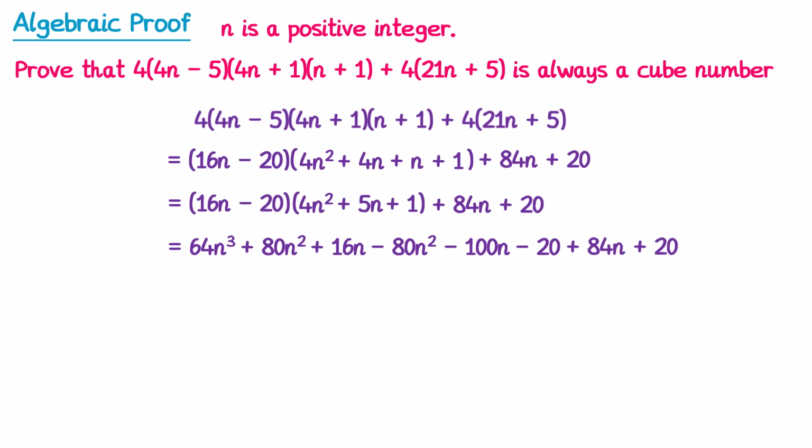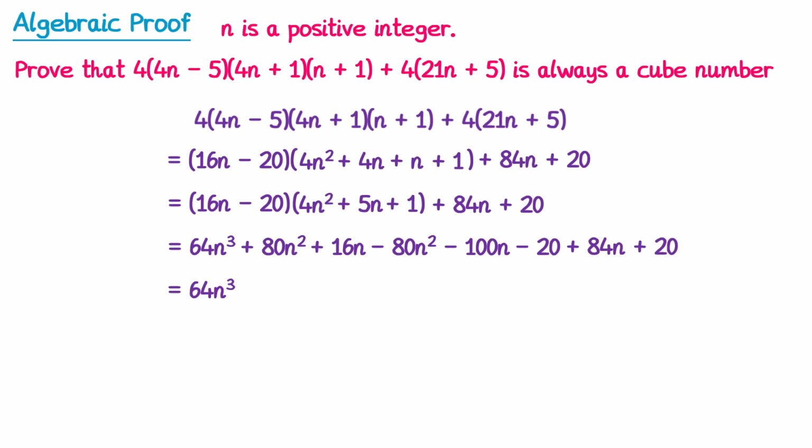Now we need to simplify this. So in terms of the n cubed, there's only one term, 64n cubed. Then we have 80n squared minus 80n squared, which will be 0. Then 16n, subtract 100n plus 84n, which will also be 0. And then negative 20 plus 20, which is again also 0. So this is just equal to 64n cubed.